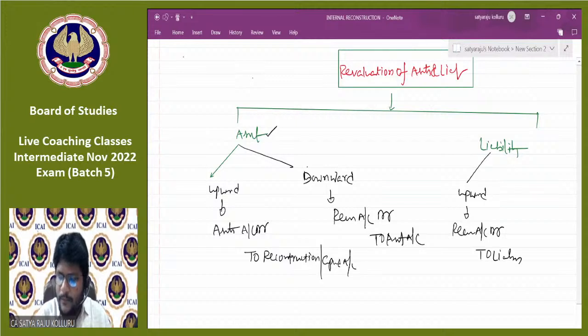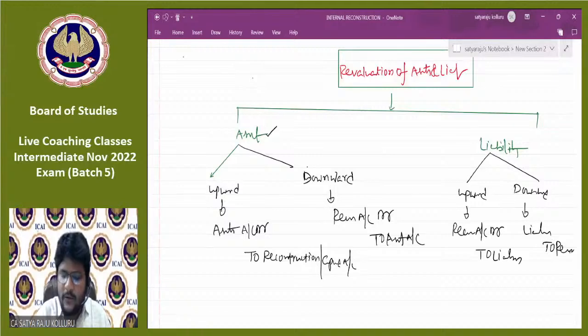liability account. Sir, if it is a downward revaluation, then you need to pay less compared with the book value. That's why it is a profit situation. So liability account debit to reconstruction account. Hope you know all such journal entries to be passed at the time of revaluation of assets and liabilities. The only difference is in the general course.